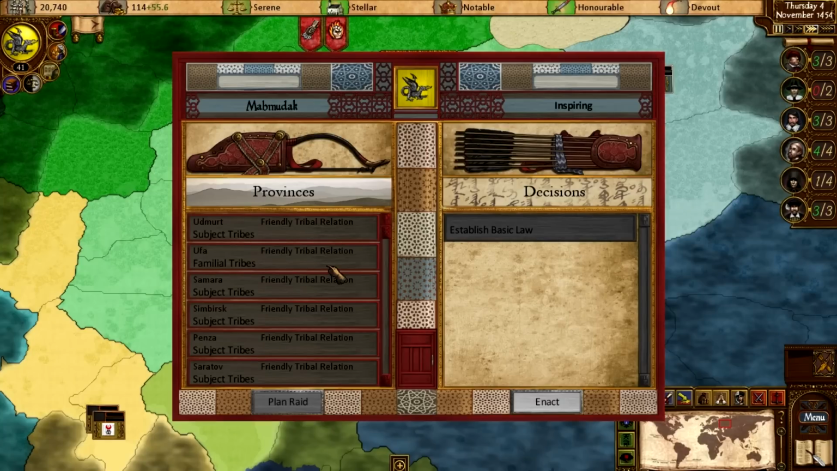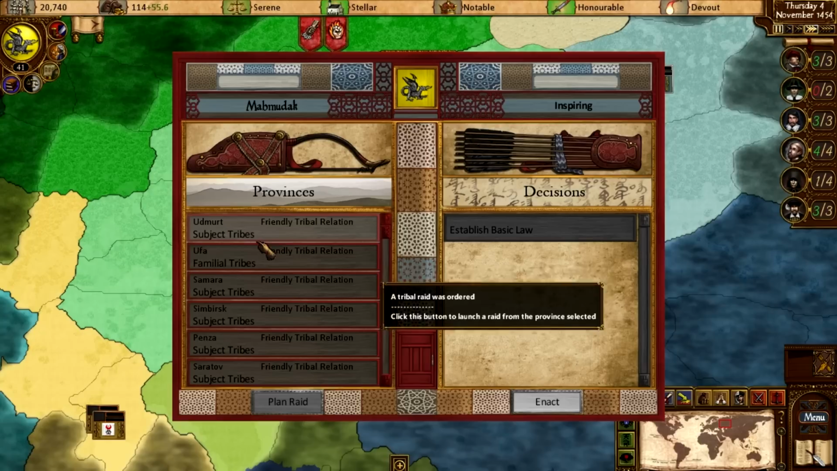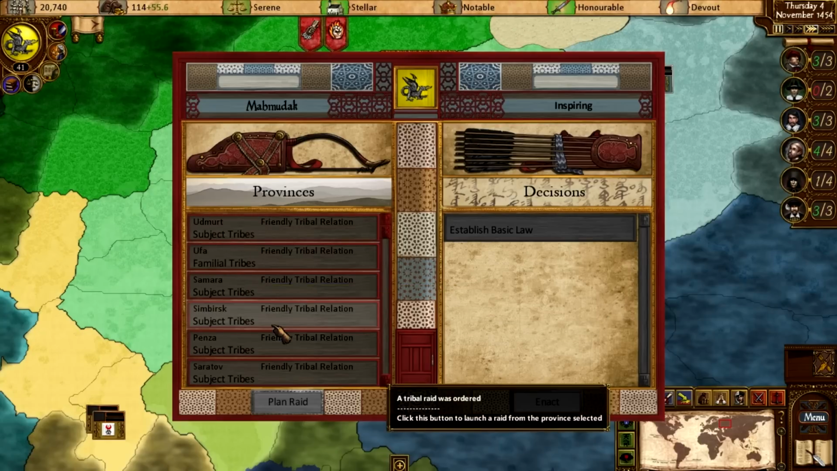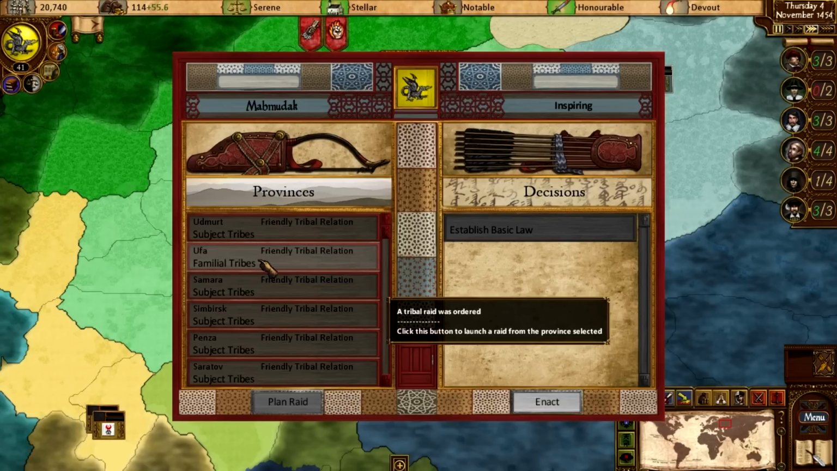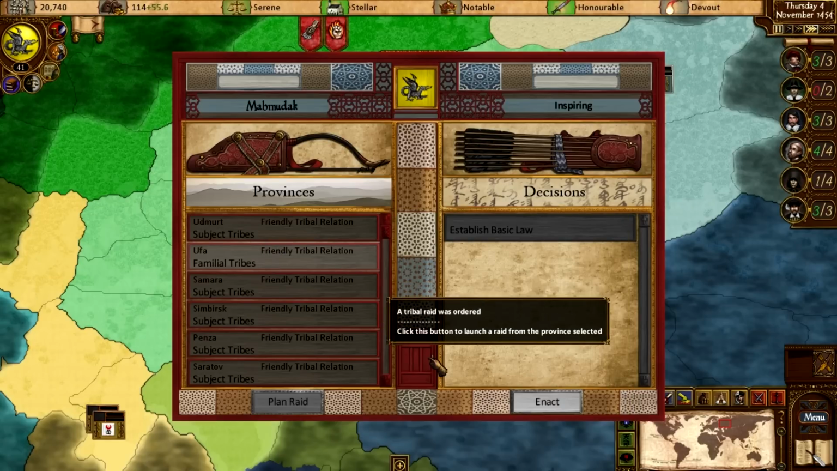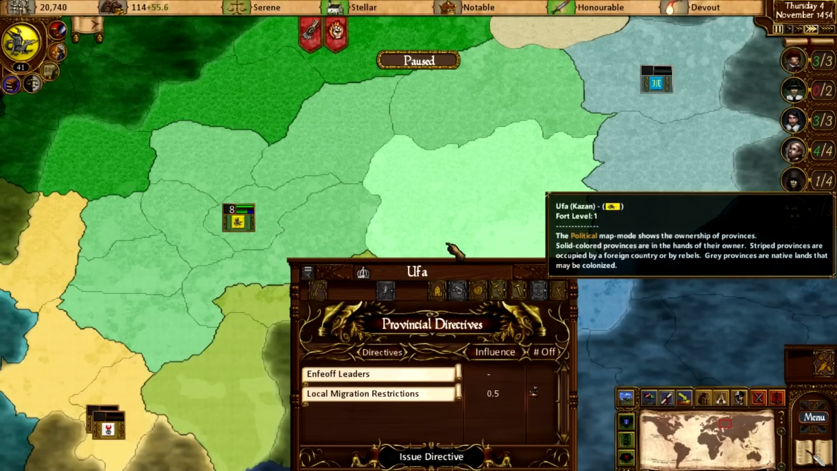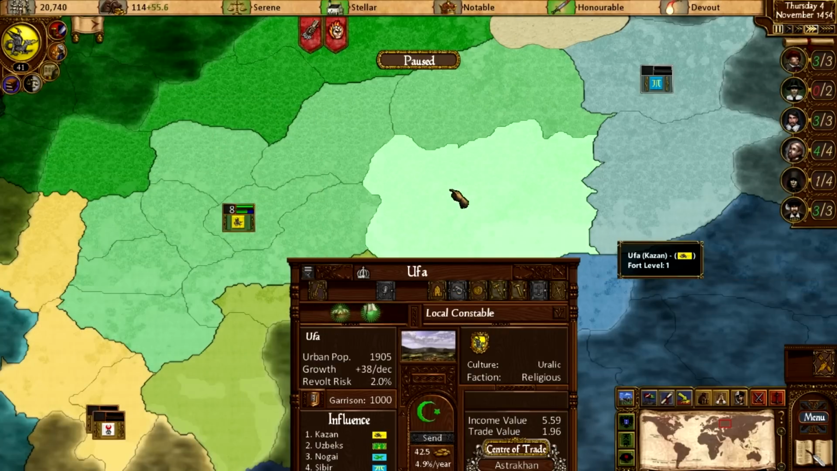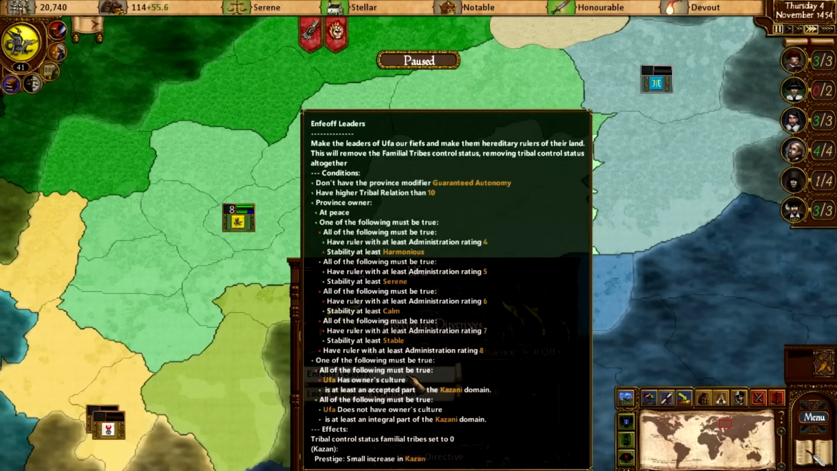So I'm going to show you the difference each province starts with. Each province has a relation with me. All my provinces are subject tribes, and they are all friendly. In Ufa, what I just did was adopt the leaders of the ruling families in Ufa into my own family. So I went from subject tribes to familial tribes. Now the next step is to go from familial tribes to enfeoffed leaders.